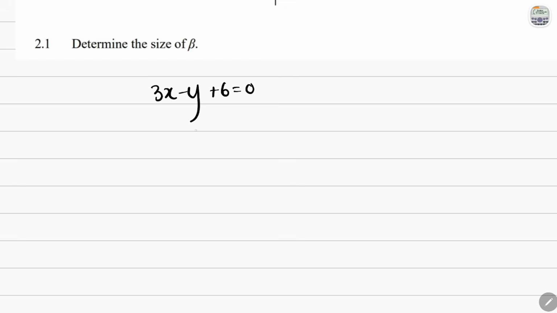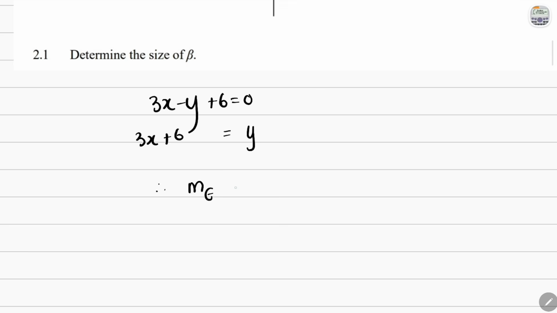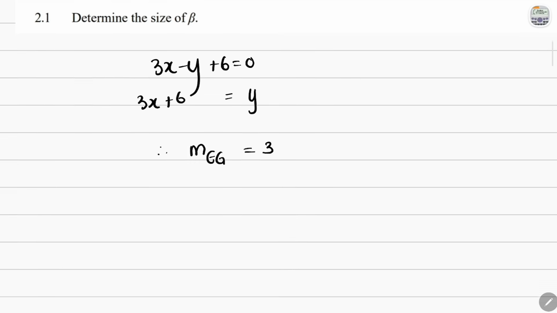So you can see that y here is negative. Just transpose it, and it becomes positive. And now we have 3x plus 6. So we can see that the gradient of this line, EG, is simply 3. Okay, so y equals mx plus c. So it's 3.